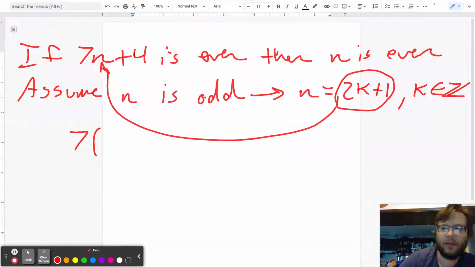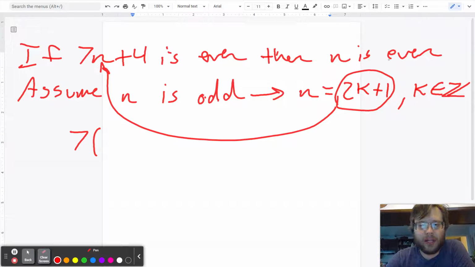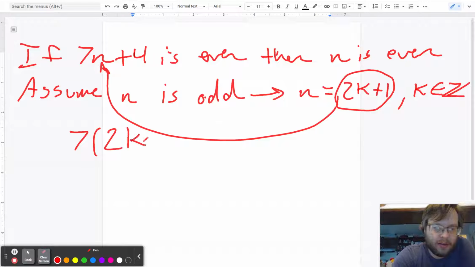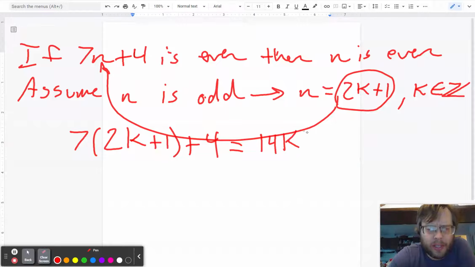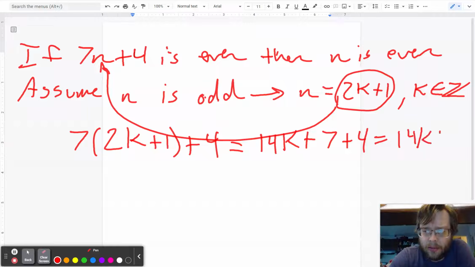All right, sorry about that. I'm substituting in the n value, 7 times 2k plus 1, plus 4. And then that gives me 14k plus 7 plus 4. So I can make that 14k plus 11. Remember, what's my goal here?